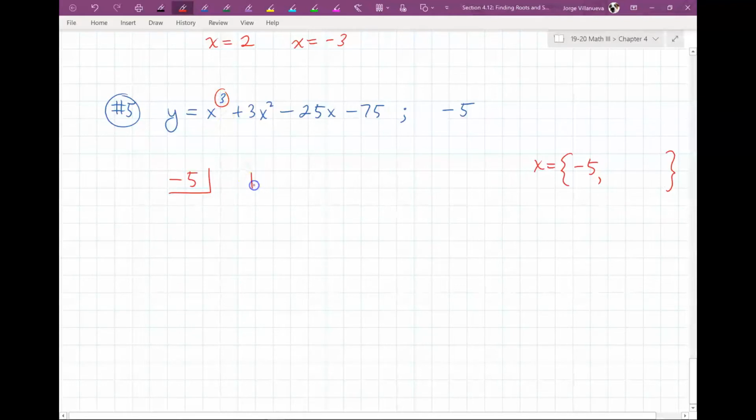So let me write down a 1, 3, negative 25, negative 75. And what I'm expecting to see at the very end, if this truly is a root, what should I see in this little half box down here? A 0. It better be a 0. If not, then something's wrong. I messed up or they messed up. So I would double check to make sure.